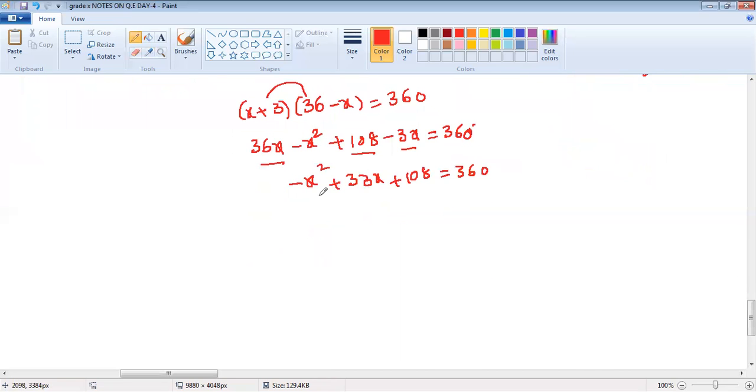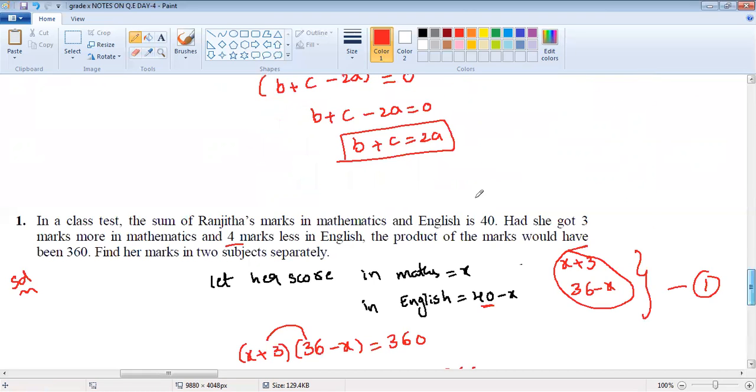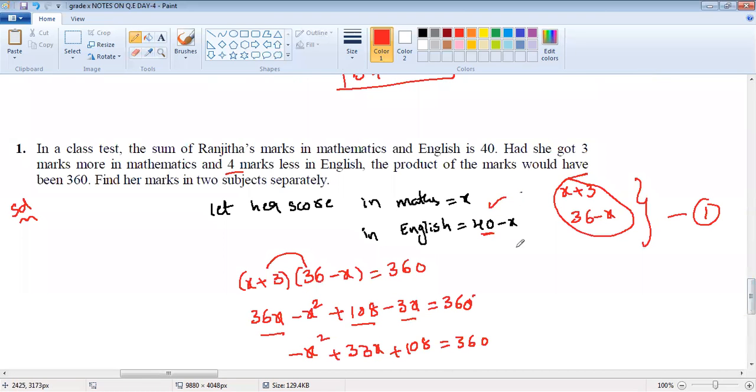Which is equal to 360. Okay, now please carry all this to the other side. 0 is equal to x square minus 33x, 360 minus 108. How much? 252. Correct, right? So then you know how to do this one. Splitting middle terms or any other method you can do. Then after that you will get the x value, where x stands for maths, and the balance, 40 minus x, is English marks. Are you clear?